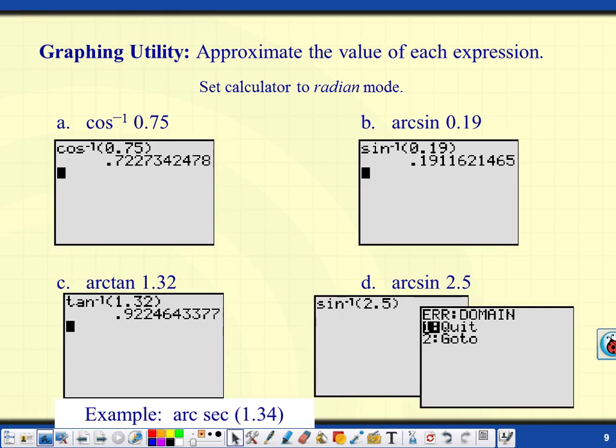Now, if, however, you're wondering, you know, the angle whose sine is a half and you wanted it in degrees and you change it to radians, I mean, that's different. But as far as your answers in calculus, you have to use radians.